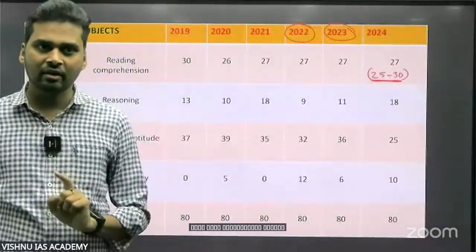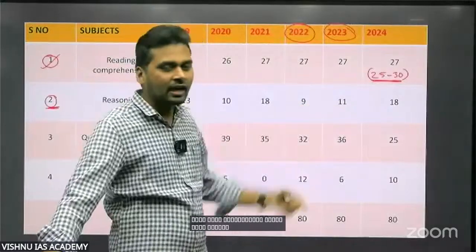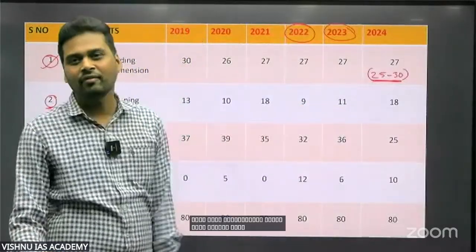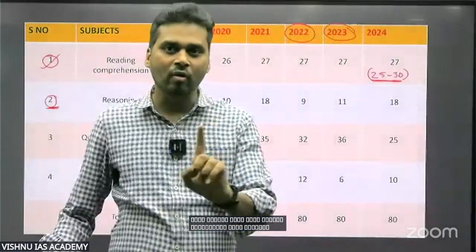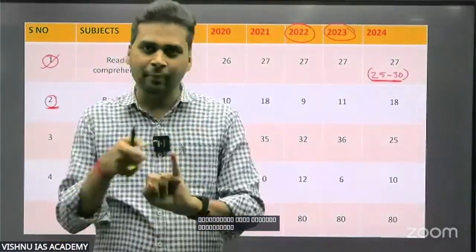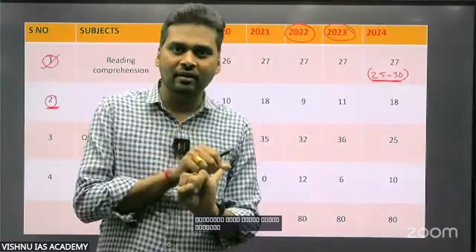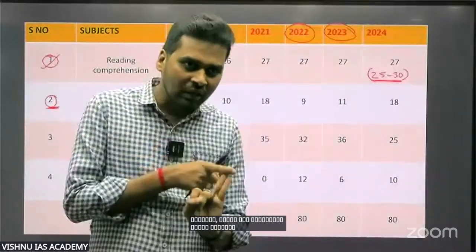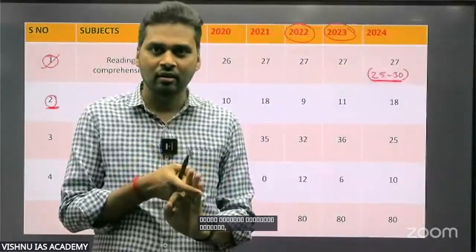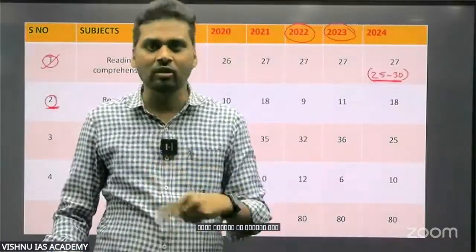Especially in 2022 and 2023, CSAT was a nightmare for many students. The reason is the number of logical reasoning questions: 9 and 11. Very few questions we got. That's why we cannot count completely on one particular subject. When you are preparing for CSAT, don't depend on only one particular subject. Don't depend only on reading comprehension, only on reasoning, or only on quant. You have to mix all. When you are preparing, you have to practice all.